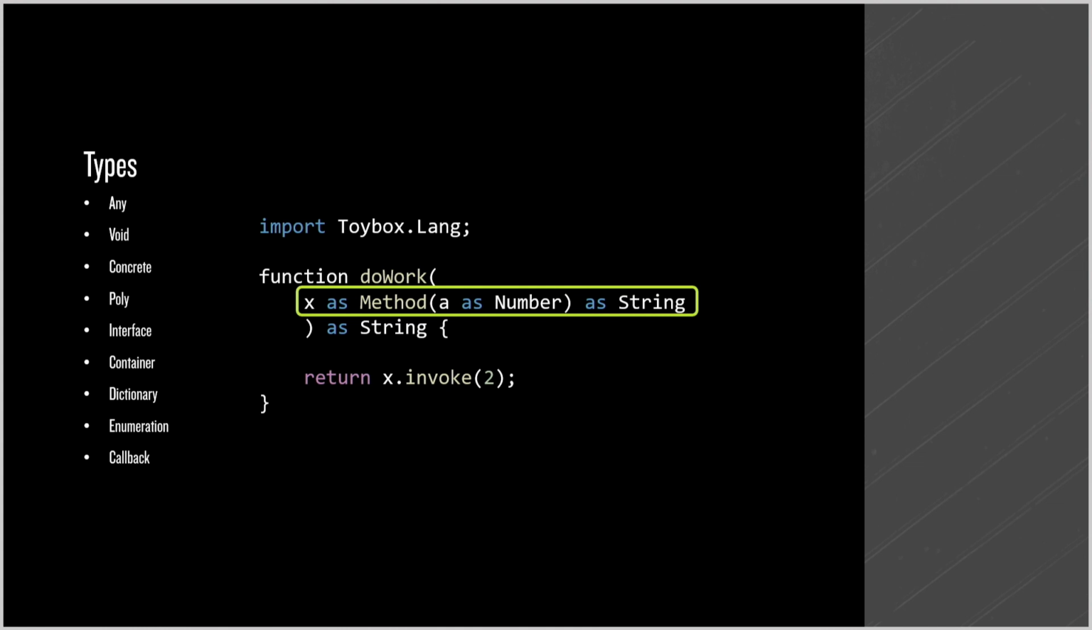The Object class of the Toybox.Lang module, which is the root object for the Monkey C class hierarchy that all classes extend, contains the method function. This function can be used to create Toybox.Lang.Method callback objects, which represent a function that can be used as an argument to another function. The callback type allows you to model a method object and type check its parameters and return value.